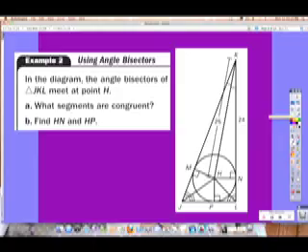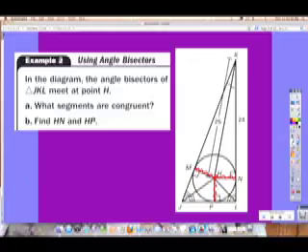MH, PH, NH. What do you think about Colton's guess? Do you think those will be congruent? Yes, write it in your books. So he said MH congruent to NH congruent to PH. Good job, Colton.